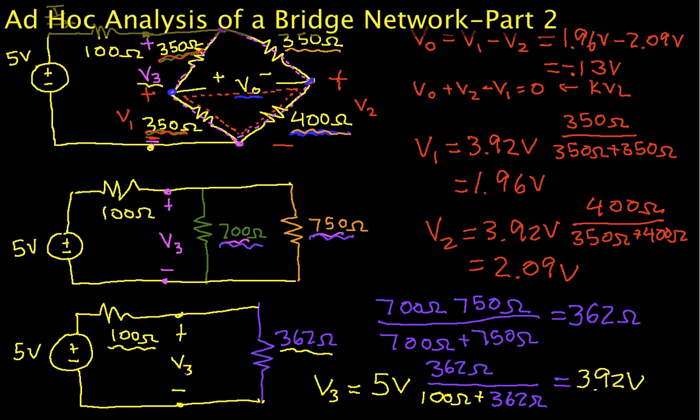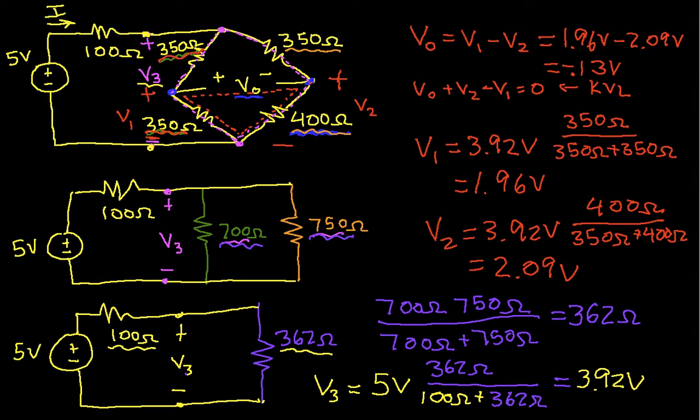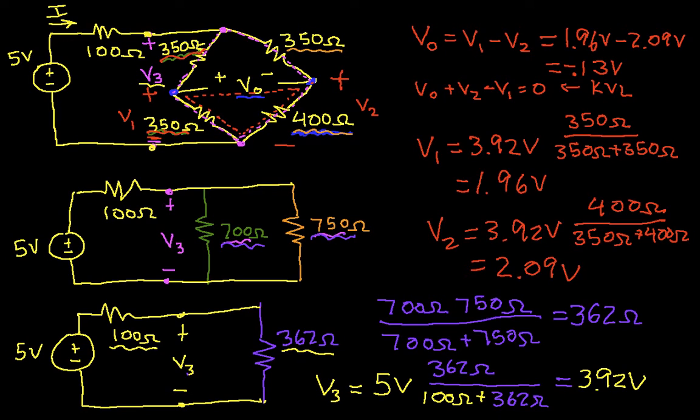Okay, welcome back. This is part 2 of the ad hoc analysis of a bridge network. In part 1, we used equivalent resistances and voltage dividers to find that the voltage between the two terminals that we labeled V0 is minus 0.13 volts. In this video, we'll finish up the problem by figuring out what this current I is.